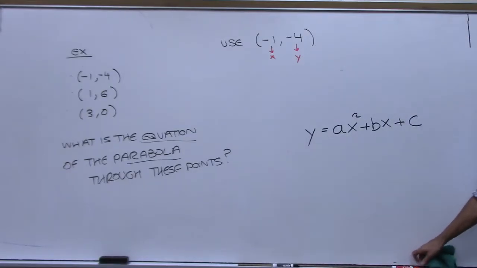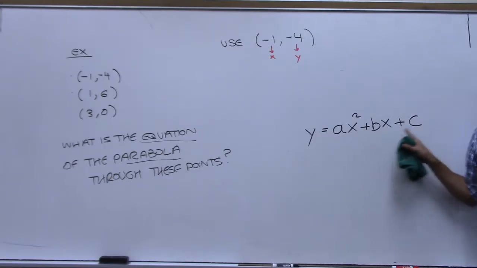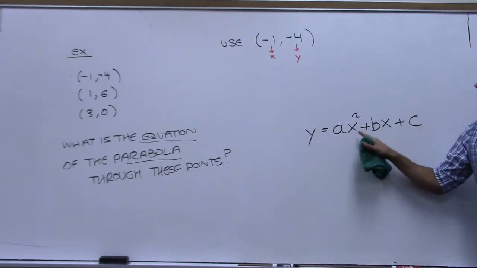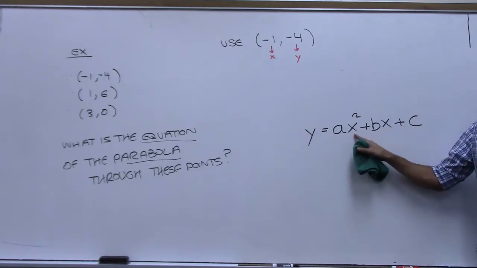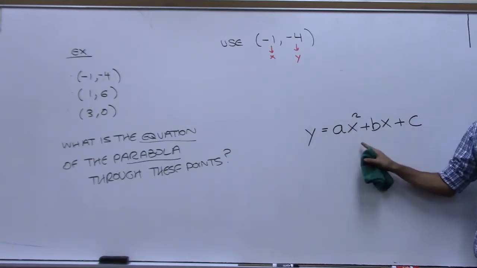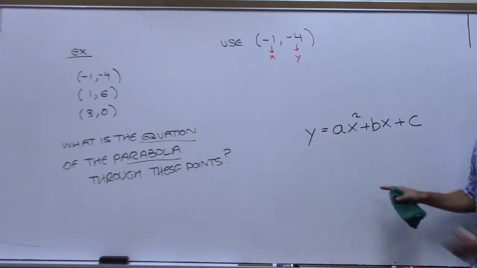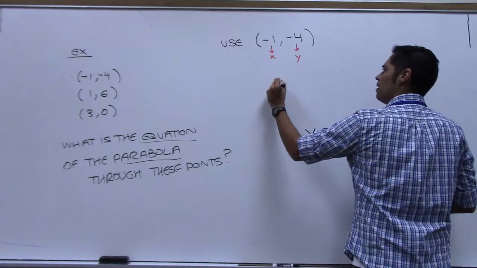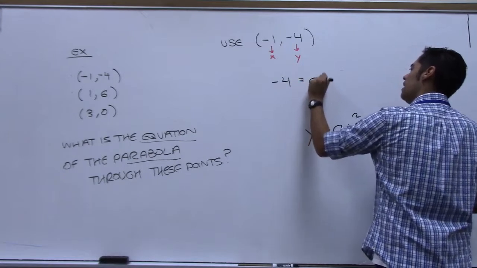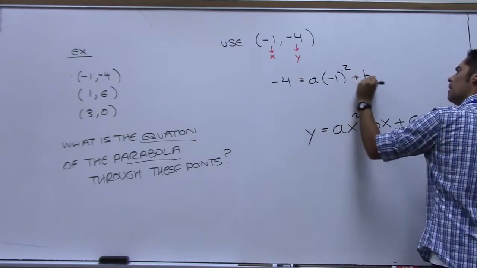What I want you to do is rewrite this equation right here. We don't know what a, b, and c are, right? But we know that when we plug in -1 for x, this y should be -4. If that point lives on this parabola, then when I plug in -1 for x, it better spit out -4. So let's do it. I put -4 on the left side equals a times -1 squared plus b times -1 plus c. You with me?